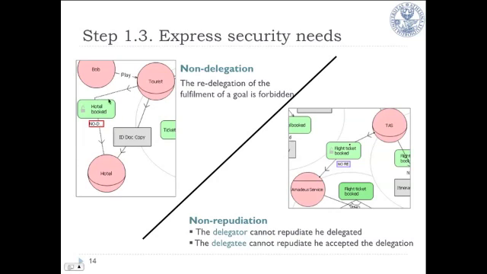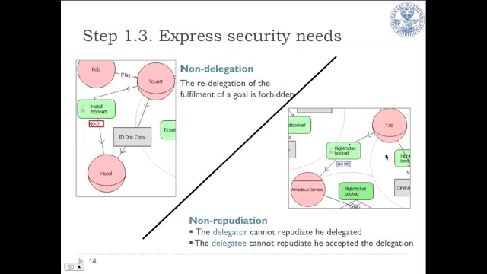And this is represented in our language through this dashed arrow line, and also just below the delegated goal, we have this rectangle with "ND" for no delegation. This could be a security constraint that an actor wants to express because he might trust only this given entity but no other actor operating in the system.